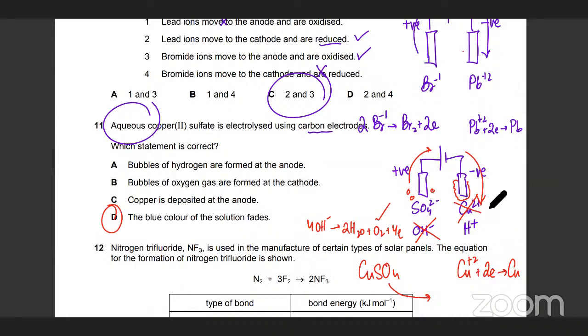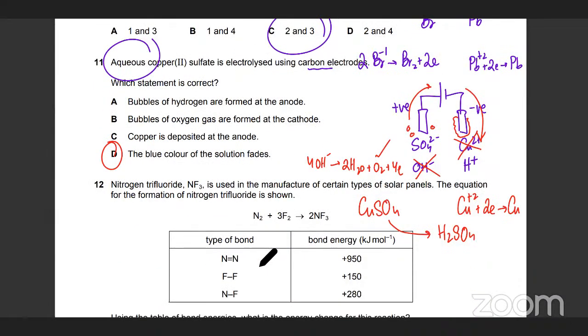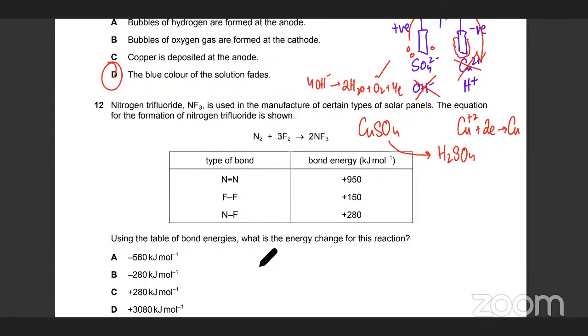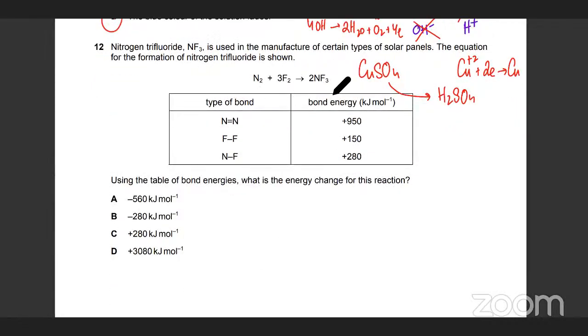I mean, H2SO4. What's left in the solution is H plus and sulfuric acid, which is colorless. So your blue copper sulfate would fade, and your solution would become acidic as well, because an acid is obviously getting formed. This one you have to figure out the enthalpy change of this reaction.